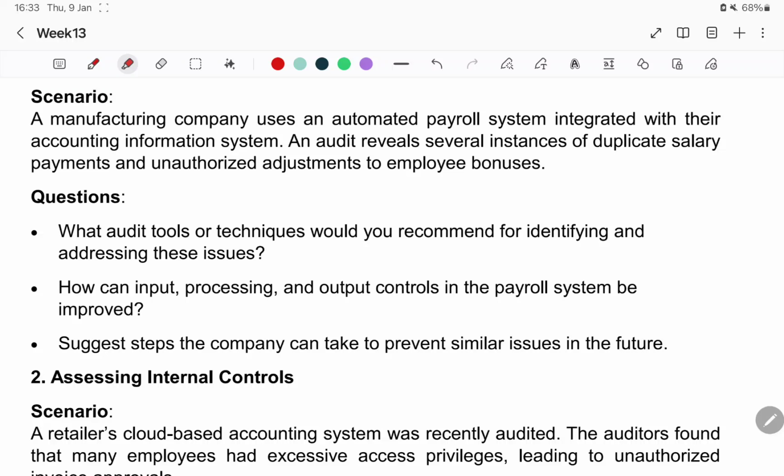So what happened is a manufacturing company uses an automated payroll system integrated with their accounting information system. So here it's automated. Automated means automatic, right? It means they will automatically generate the payroll. Then the audit reviews several instances of duplicate salary payment.